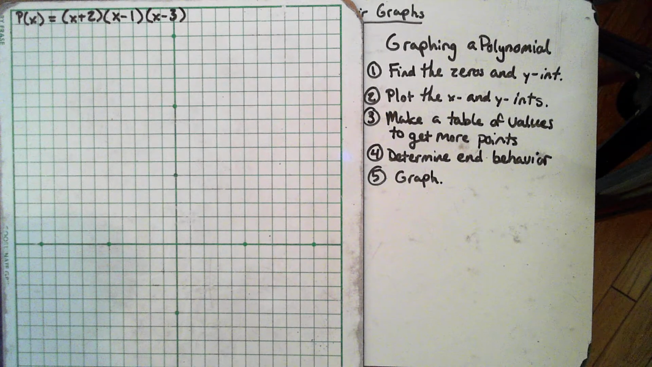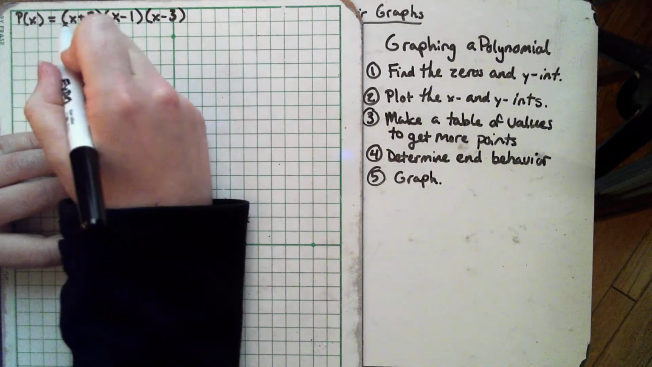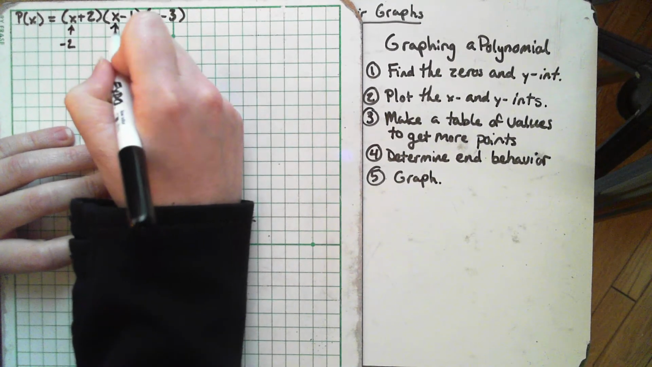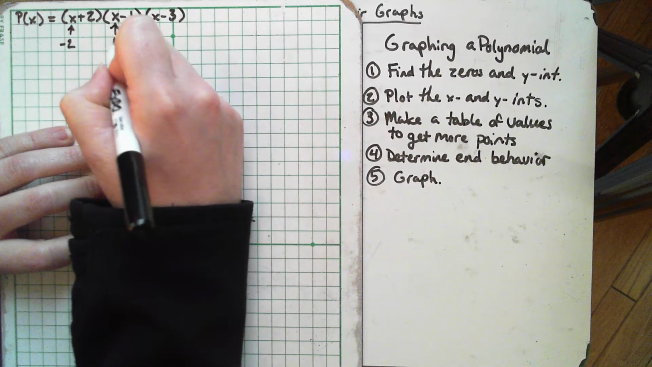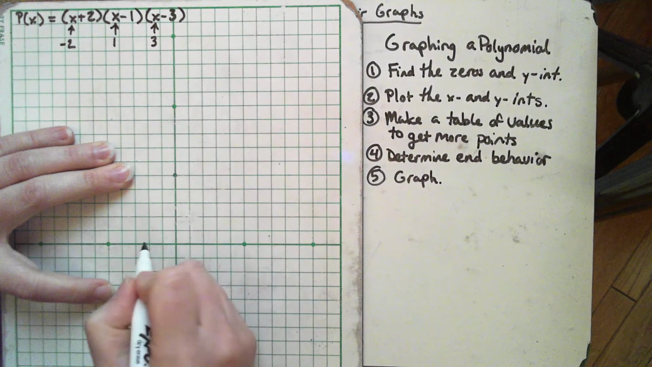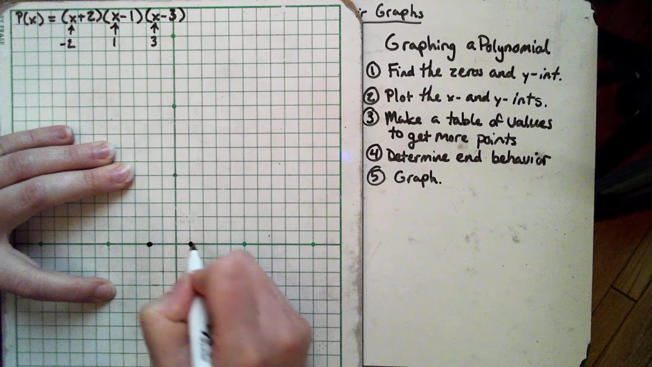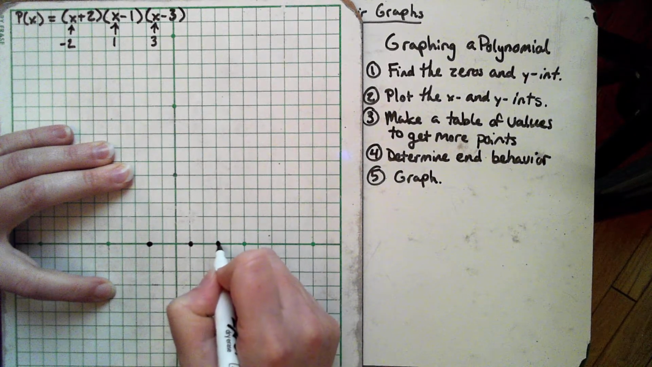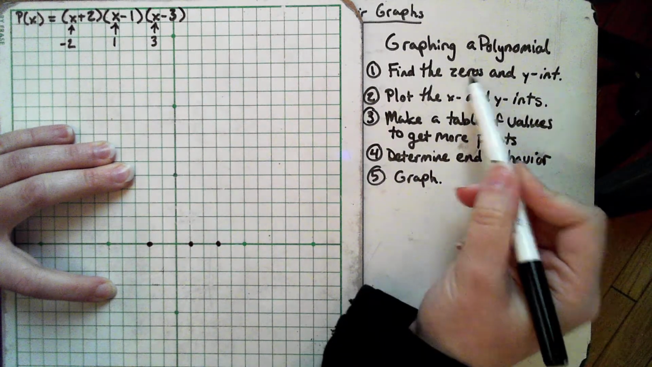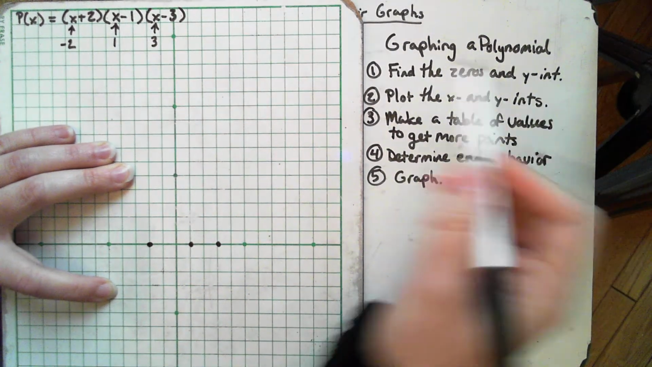So this is my first function I'm going to be graphing. Notice they factored it for us, so it's much easier to find the zeros. So the first zero would be this, -2. The next zero would be right here at +1, and the last zero would be right here at 3. So I have -2, +1, and 3. Those are my 3 zeros. Now I need the y-intercept.